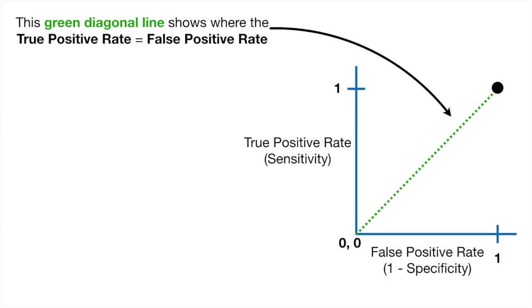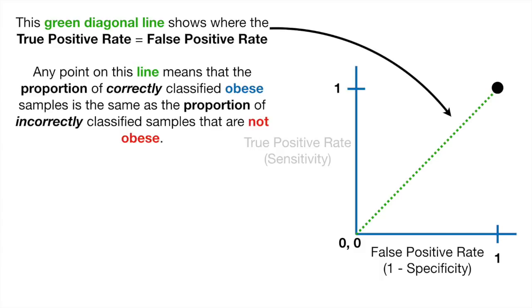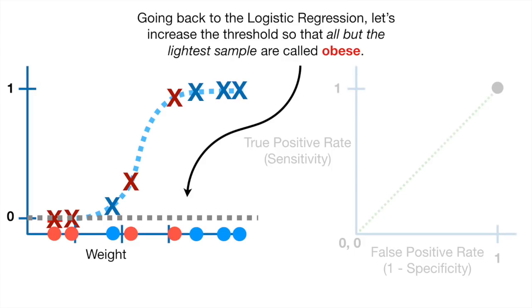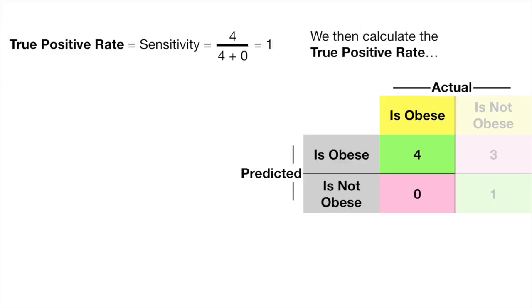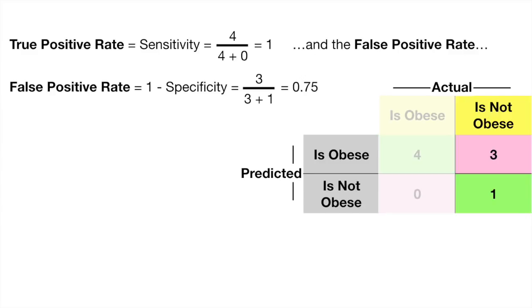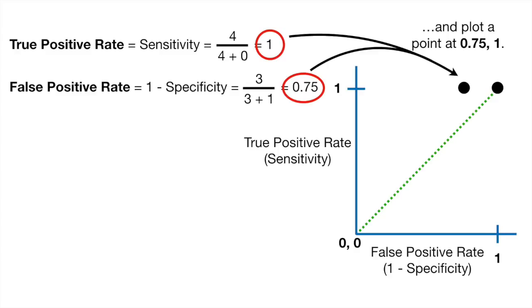This green diagonal line shows where the true positive rate equals the false positive rate. Any point on this line means that the proportion of correctly classified obese samples is the same as the proportion of incorrectly classified samples that are not obese. Going back to the logistic regression, let's increase the threshold so that all but the lightest sample are called obese. The new threshold gives us this confusion matrix. We then calculate the true positive rate and the false positive rate, and plot a point at 0.75, 1.